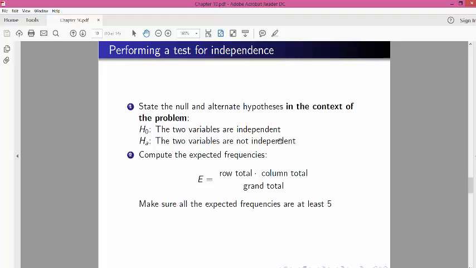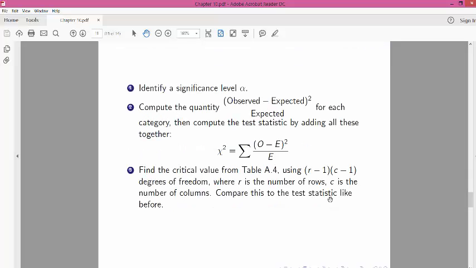And then how do we compute it? We would take the total for the row multiplied by the total for the column and then divide that number by the grand total. Now this is a lot of computation and it can be a little bit tedious, but the great news is you can do all of that on a calculator. The calculator will do all of that for you in one step. Once we compute those frequencies, we need to make sure that every one of them is 5 or bigger. Otherwise, we cannot conduct the hypothesis testing.